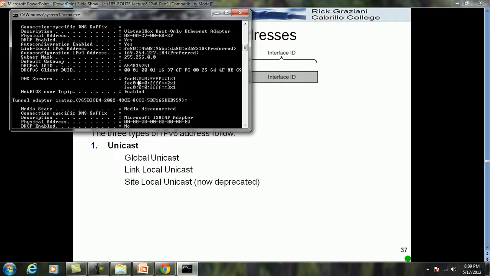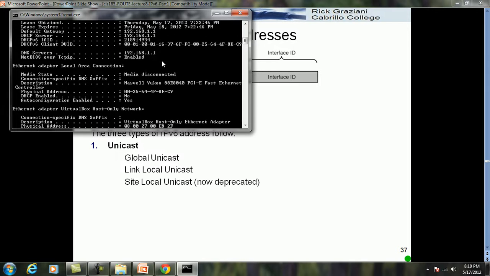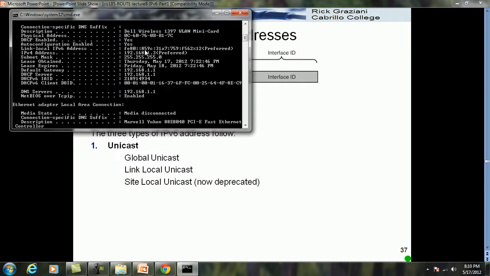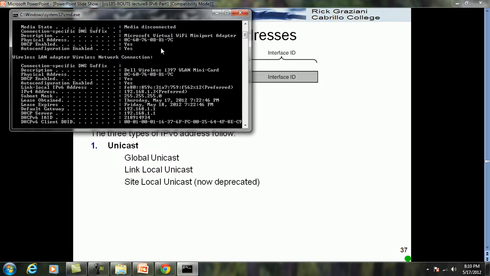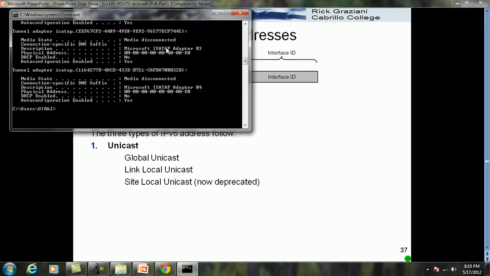Can you see this FEC0? This is something I'd like to show you. Yeah, this I'm having, a link local IPv6 address. Can you see link local? Something FE80:: then 4508:955C:DA80:E3B8. So this address comes automatically. Now I'll show you how this address has been created. Within some time, I'll show you how it's been generated. So my system has got one IPv6 address. See here again, FE80, can you see something over here? Okay, we'll see later how it is calculated.